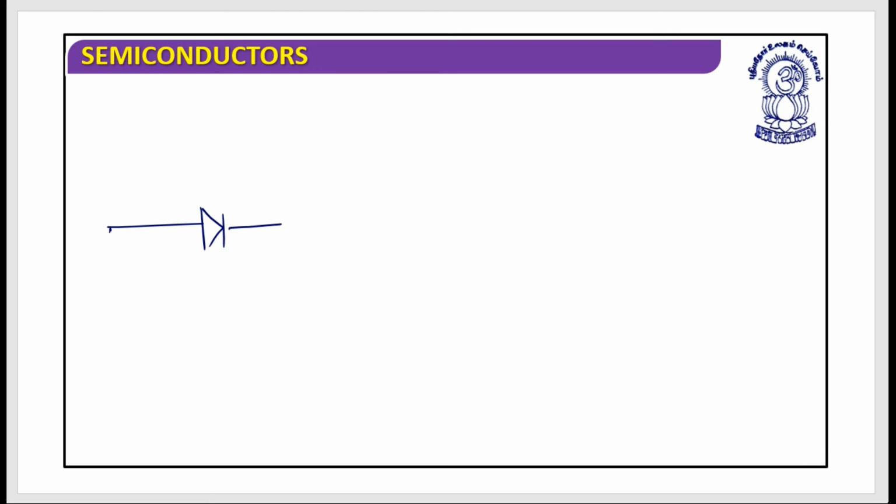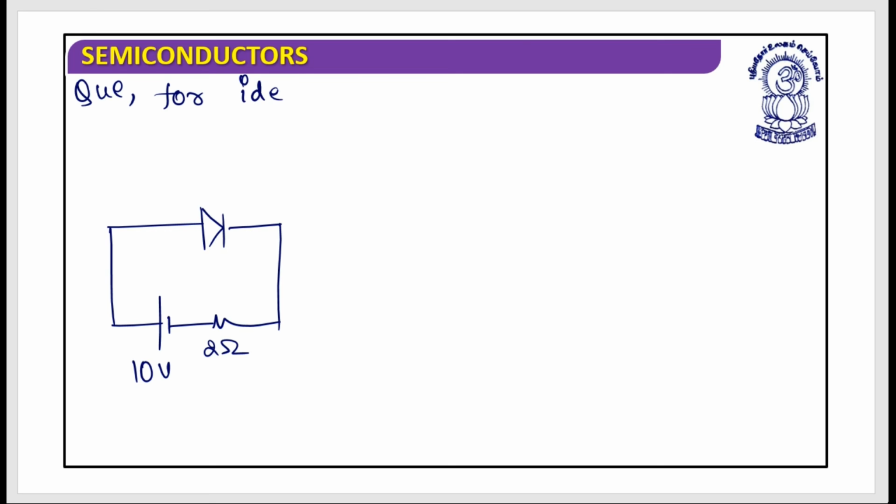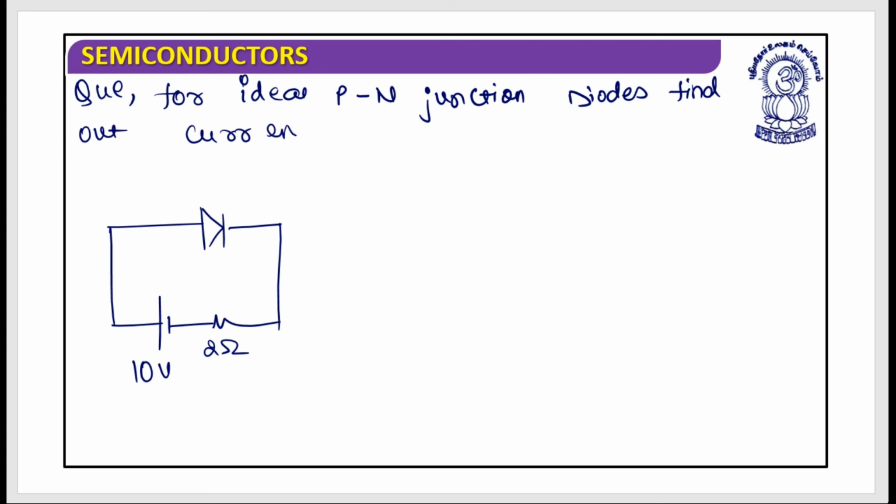This is the ideal diode and this is the battery, this is the current, this is 10 volt, this is 2 ohm. So the question says that for an ideal PN junction diode, find out the current passing through the circuit.